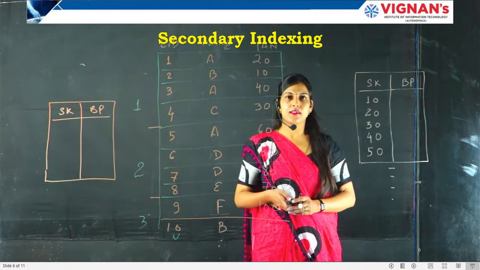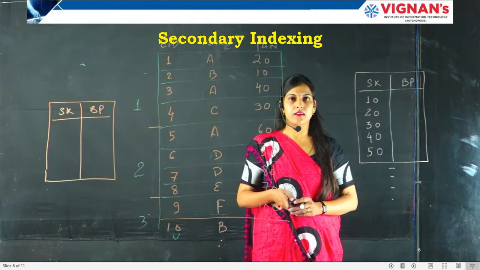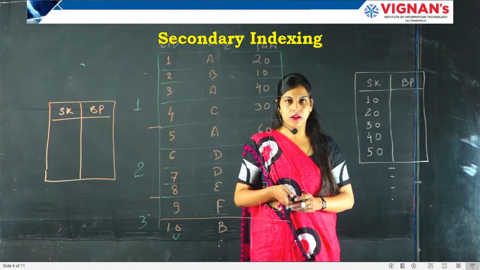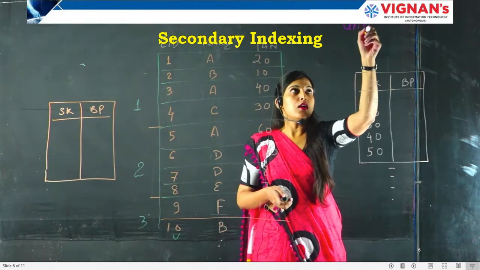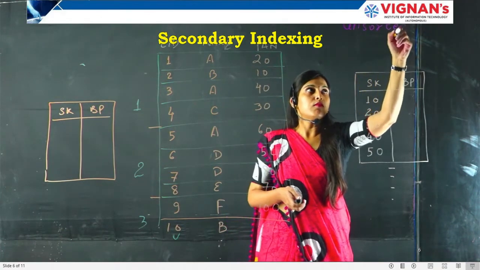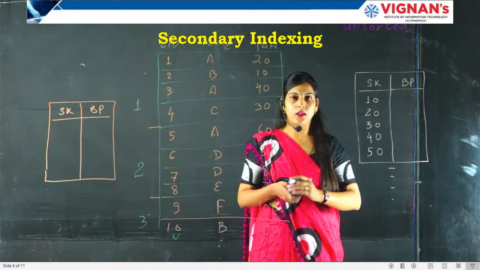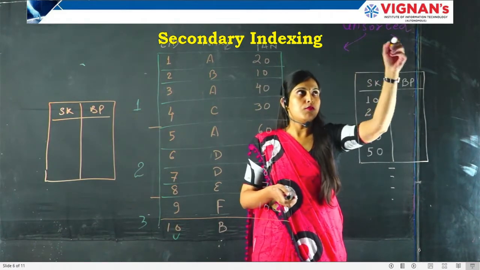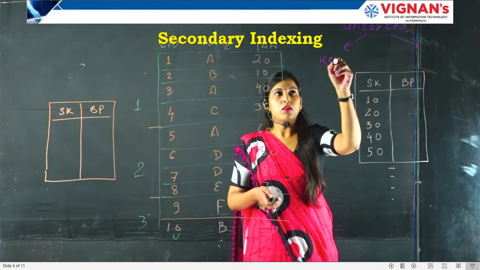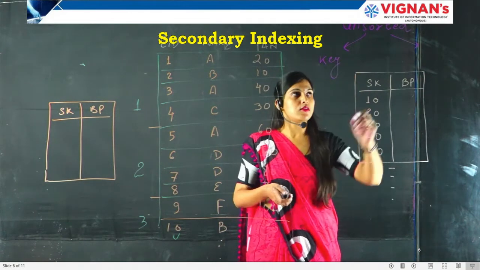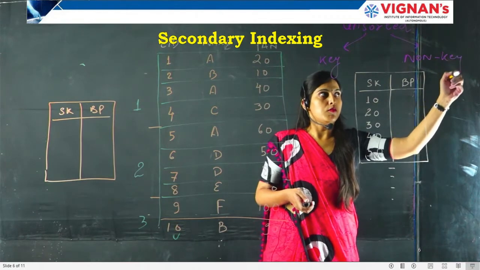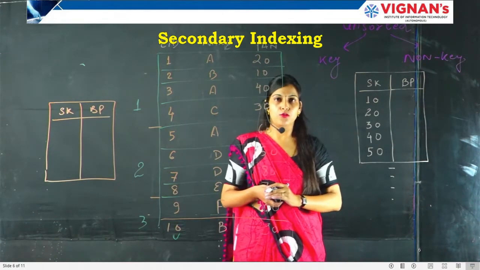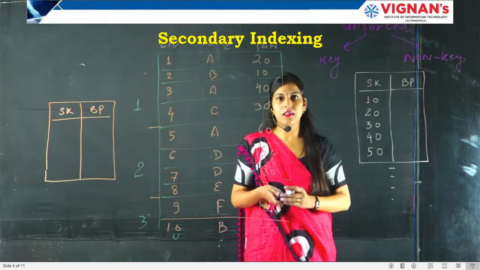The third type of indexing is secondary indexing. If you look at the index matrix, you will find that for unsorted data, with key values and without key values, in both cases a secondary index is defined.